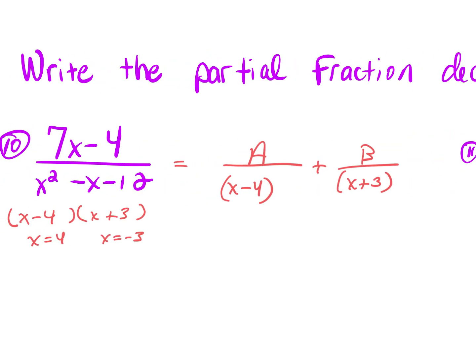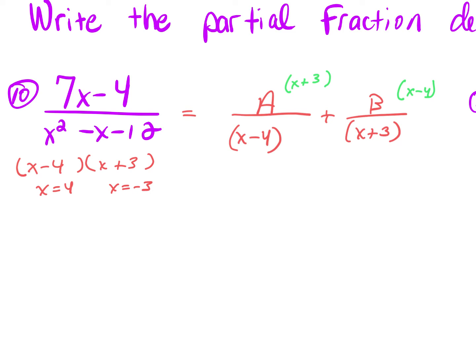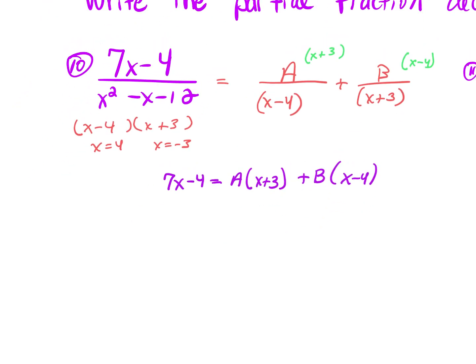That's okay. Now, in order to solve, guys, we have to figure out what each fraction has and what it's missing. A has the x minus 4. What is it missing? X plus 3. B has the x plus 3. What is it missing? X minus 4. Now you have your equation set up that you can now plug in to figure out what your A and B values are. I have 7x minus 4 equals A times x plus 3 plus B times x minus 4. And what are the two values that I'm going to plug in? X equals what? 4 and negative 3.